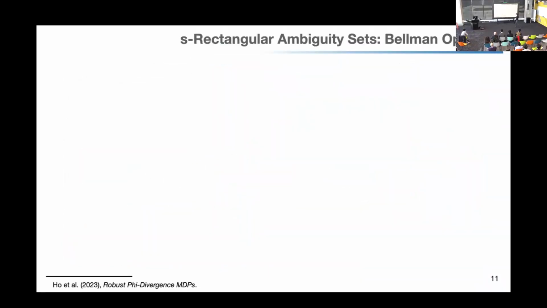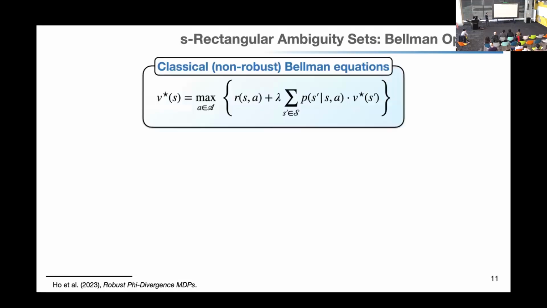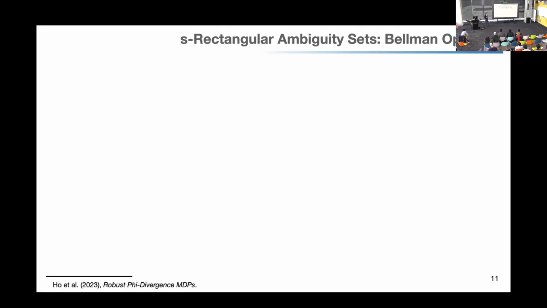All right. So this is a partial answer to the first question. What kind of ambiguity set should we choose? What I would now want to do is turn a bit to computing optimal policies. And to this end, I will focus on S-rectangular ambiguity sets.